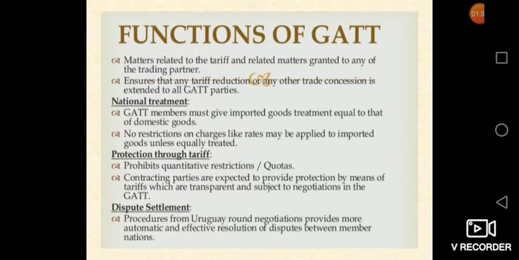Now the functions. First is national treatment. GATT members' imported goods receive treatment equal to that of domestic goods. No restriction on charges, like rates, may be applied to imported goods unless equally treated. Protection through tariff is also being initiated, and dispute settlement was also one of the functions of GATT.